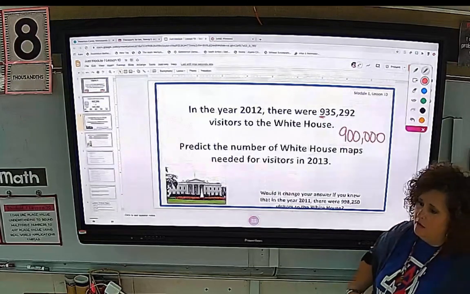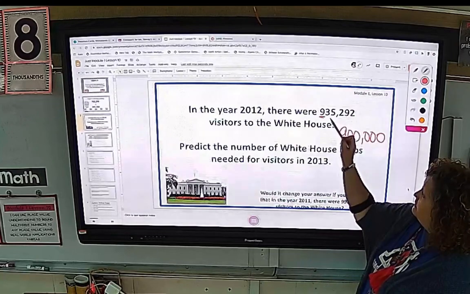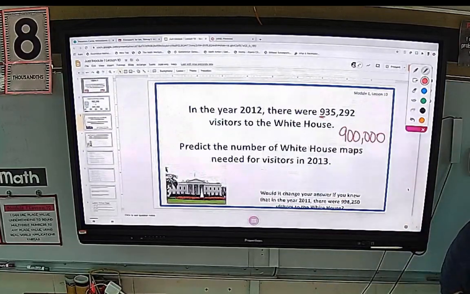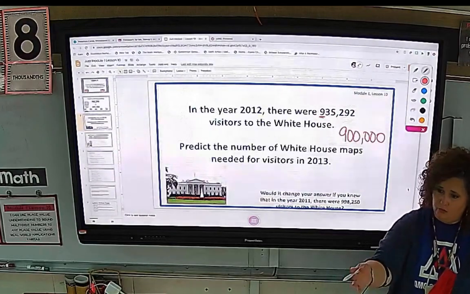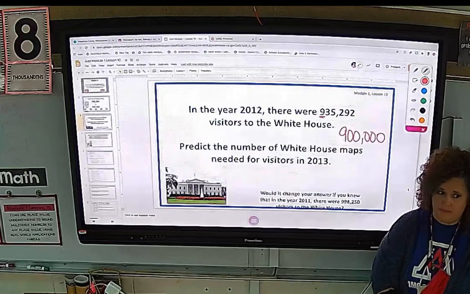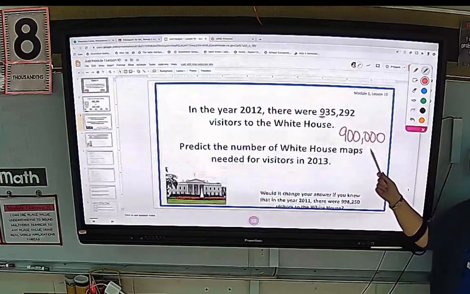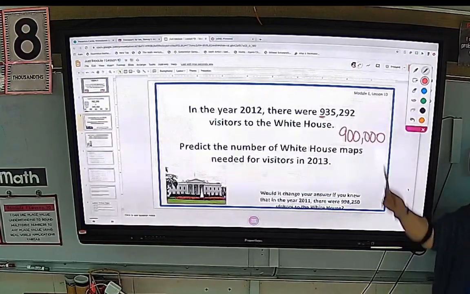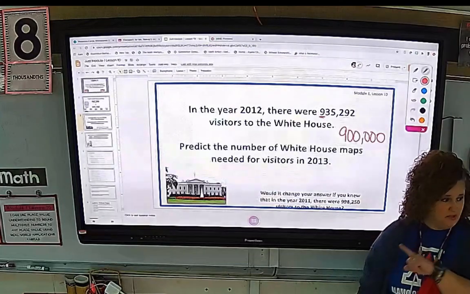Because they're missing 292 maps. Okay, not only that. 3,000. So, in other words, they won't have enough, will they? Were you going to say basically the same? Okay, if this many people came and they rounded it to this, are they going to have enough if the same number of people come? No. So I don't know if rounding was the best thing to do in this situation.